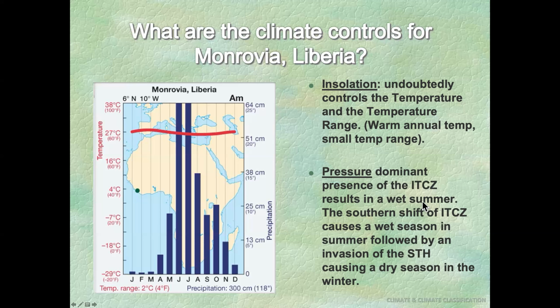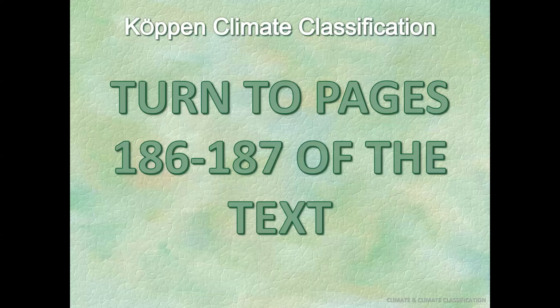And we've talked about these. Remember how we talked about the ITCZ and the subtropical high? Think back to the global circulation model. And then this begins to make a little bit more sense. So how would you classify it?